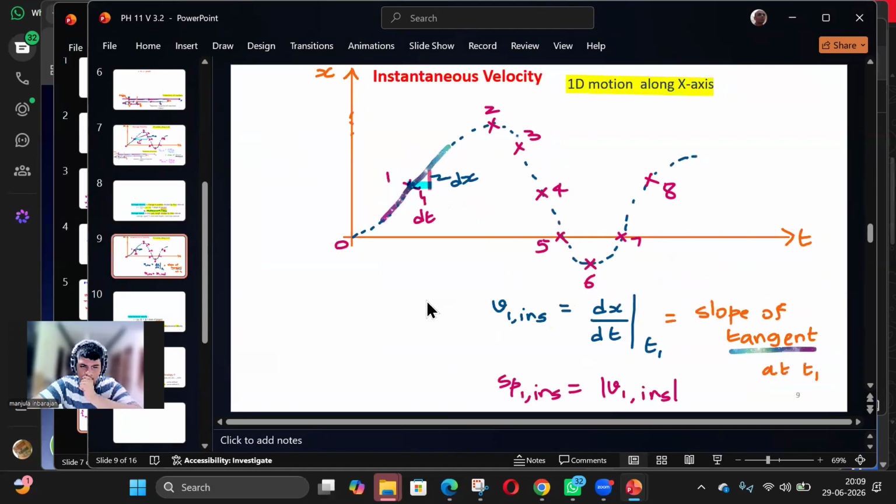But instantaneous velocity is defined as dx by dt, which is the slope of the tangent. And instantaneous speed does not have an independent definition, it is just the magnitude of the instantaneous velocity. So instantaneous speed is defined slightly differently. There's no independent definition. It is a matter of definition.